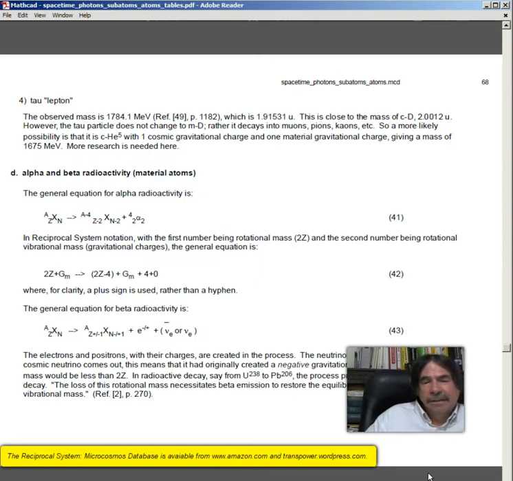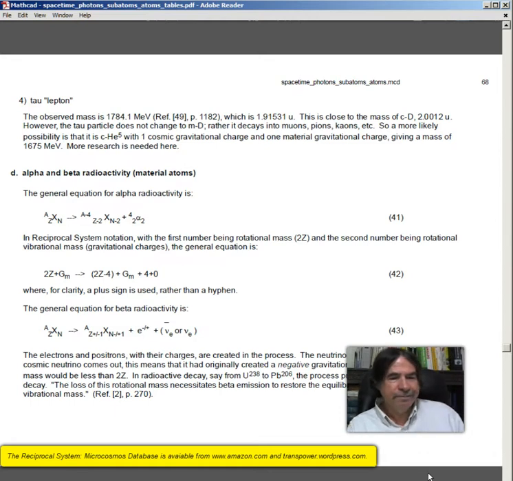In radioactive decay, say from uranium-238 to lead-206, the process proceeds by both alpha and beta decay. Quote, the loss of the rotational mass necessitates beta emission to restore the equilibrium between the rotational and vibrational mass. That's reference to page 270. That's largely it.